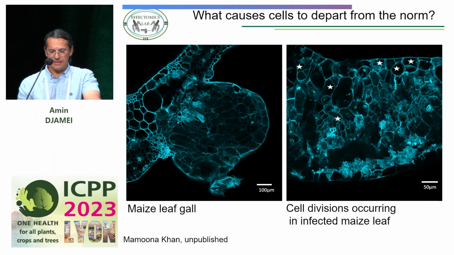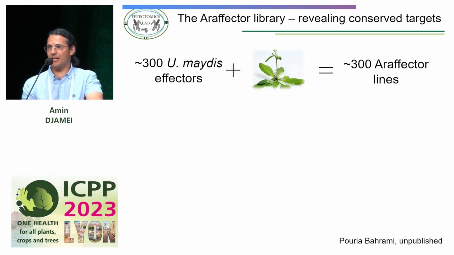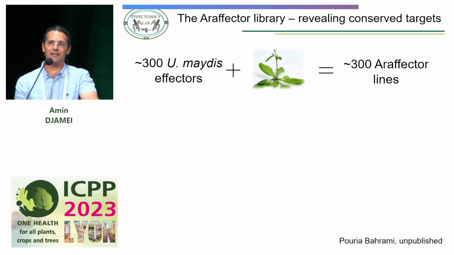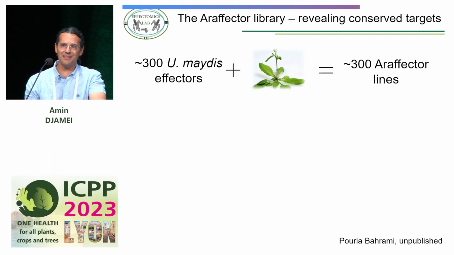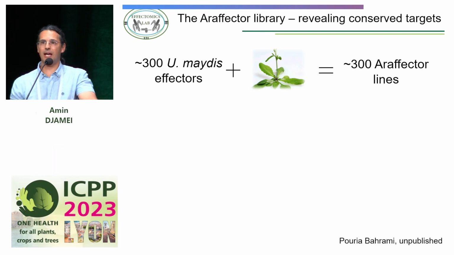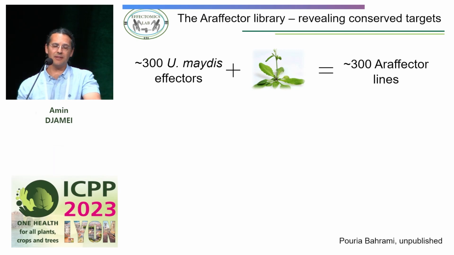And so we decided to go for a screen to find effectors which can induce either cell expansion, cell division, or both. And for this, we went for stable lines. This was a real group effort in the starting, still at the GMI time, and then going through the IPK time till I landed in Bonn. We had generated roughly 300 transgenic Arabidopsis lines expressing, one by one, Ustilago effectors, and we call them the Arafactor lines.